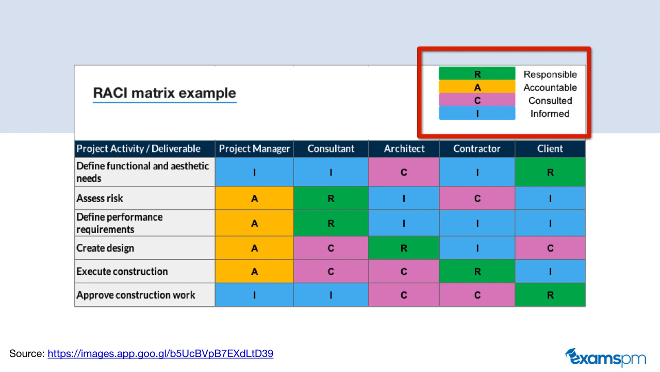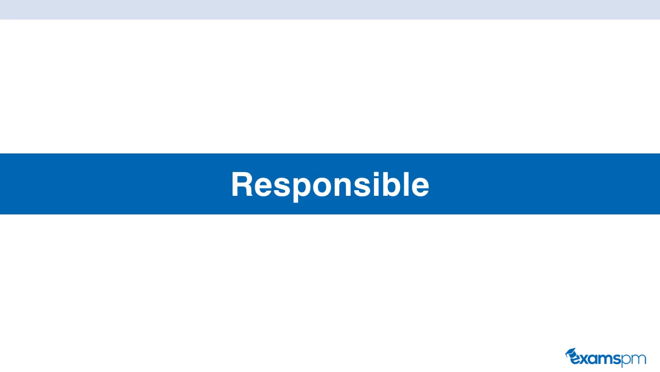Now let's dive deeper into what RACI means. First up is the R, which stands for responsible. So this team member is responsible for carrying out the activities required to complete the task. Each activity has to have at least one team member who's responsible for completing it. You can have more than one team member responsible for completing the task. So this is the person who's in charge of completing the task.